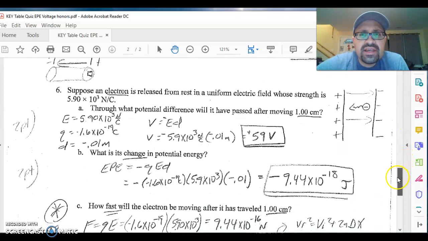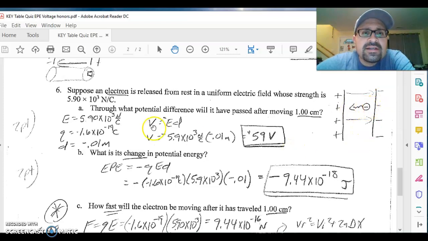For number 6, winding down here towards the end of the quiz, we have an electron released from rest in a uniform electric field. I've made a list of knowns and unknowns. I would advise that you guys do the same thing on any of the problems that you have coming up in the future. I would also advise a simple picture. Here you can see this negatively charged electron, as all electrons are, is going to move from the right-hand side of this picture towards the left-hand side. Opposites attract.